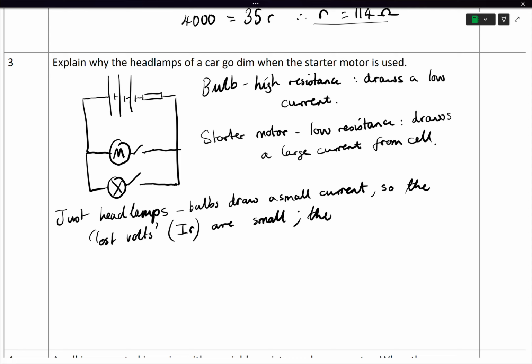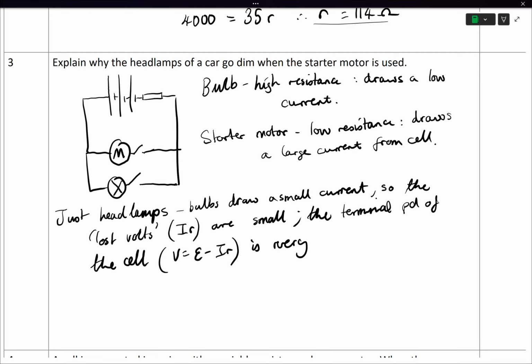The terminal PD of the cell, that's calculated E minus Ir, is very close to the EMF of the cell.